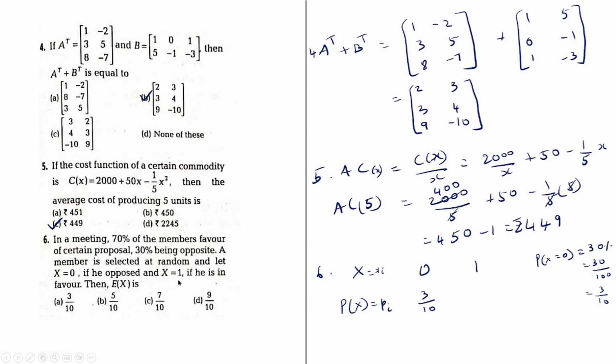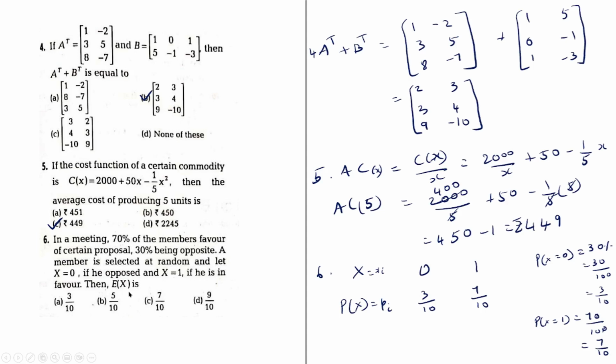And next we have X equal to 1, he is in favor. Here it is given 70% of the members favor. As a result, we have probability of X equal to 1 as 70%, which is 70 by 100, it is 7 by 10. So probability of X equal to 1 is 7 by 10.